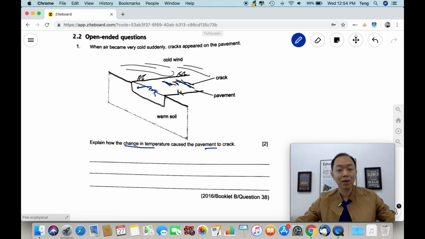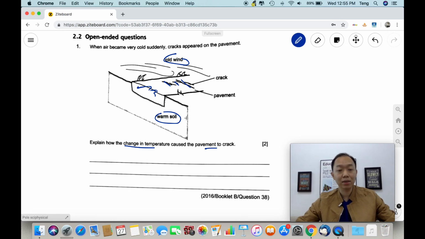Usually I like to talk about the start-end technique. I like to use the start-end technique because it's 2 marks, so there's quite a bit of stuff to explain. So how did the change in temperature cause the pavement to crack? Now where is the change? You see at the top is cold, at the bottom is warm. So there is a change, or there's a temperature difference.